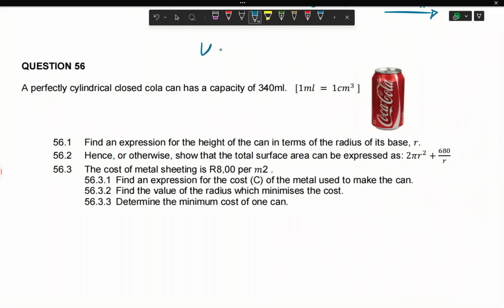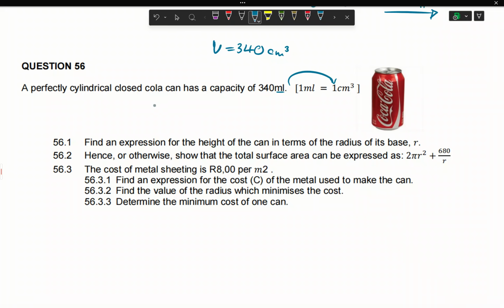That's the volume. So think of volume, guys, as water inside the bottle, that's the volume. Or air inside the room, that's the volume. So the volume is what you're given here, that is 340, and then millimeter to centimeter. So you have that. Find an expression for the height of the can in terms of r.